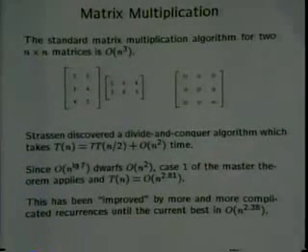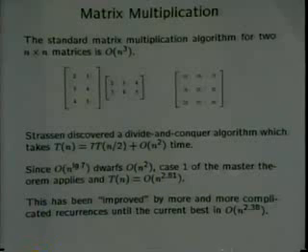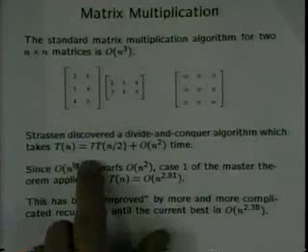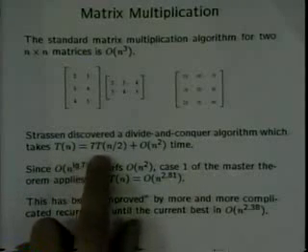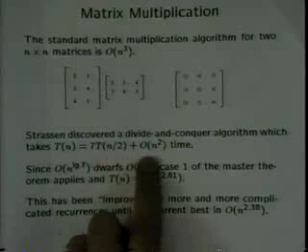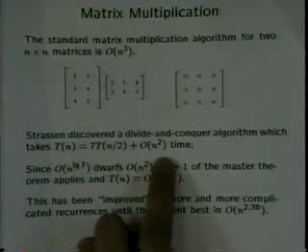Amazingly, a guy named Strassen found a divide and conquer algorithm which computes matrix multiplication according to the following recurrence relation. To compute the product of n by n matrices, he could do it in 7 times T(n/2) plus order n squared time. What did that mean?